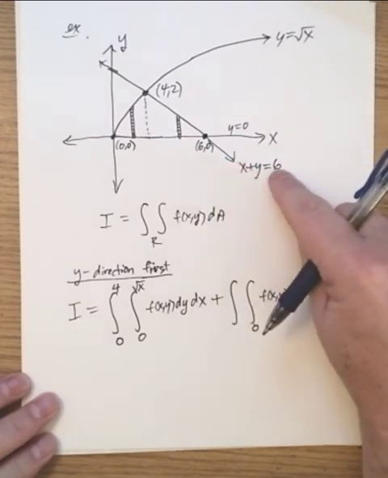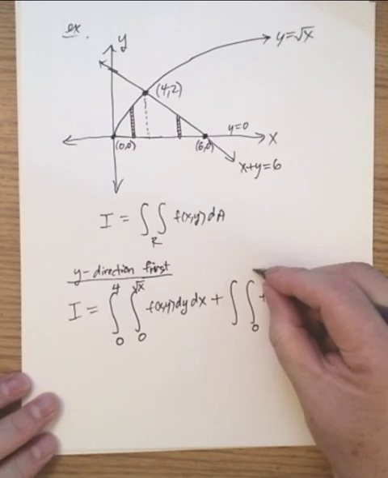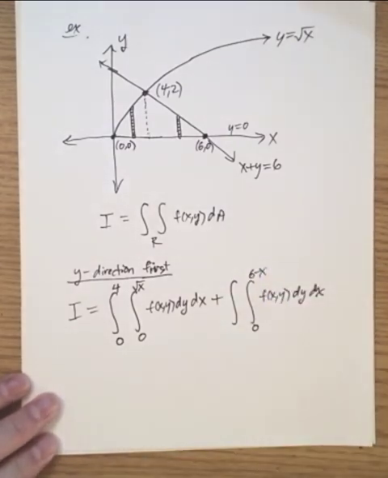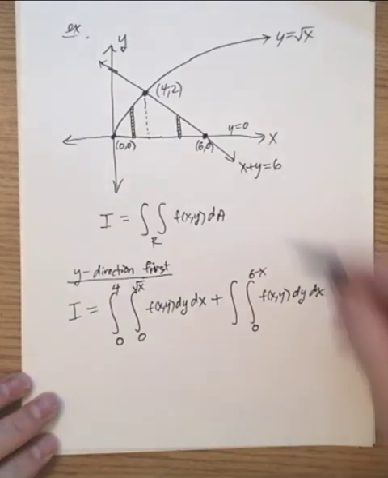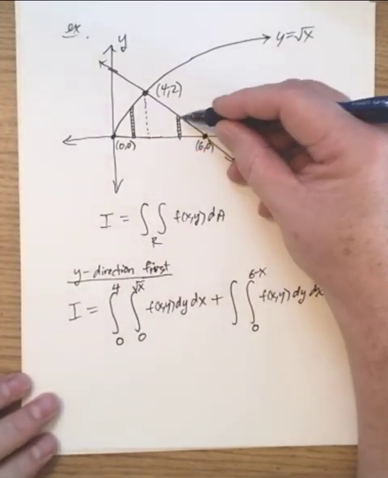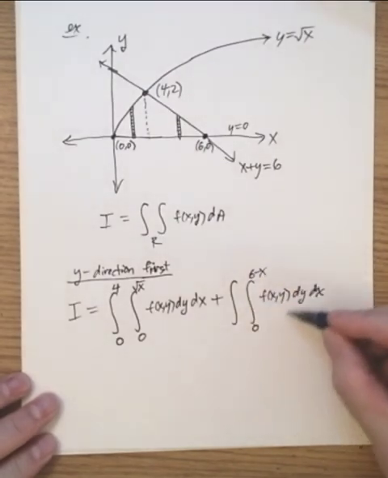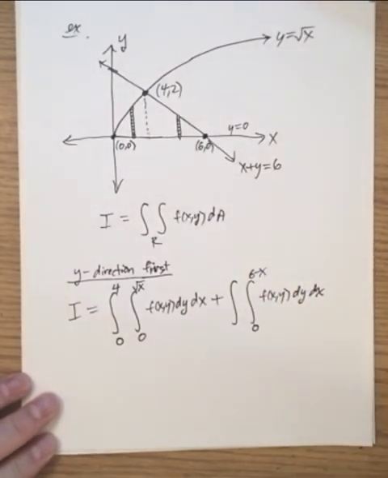Now, the upper limit is actually this line. What is y in terms of x there? Y is equal to 6 minus x, right? So y is going from 0 up to 6 minus x, okay? So this whole thing on the inside, this inner integral, is going to be a function of x.